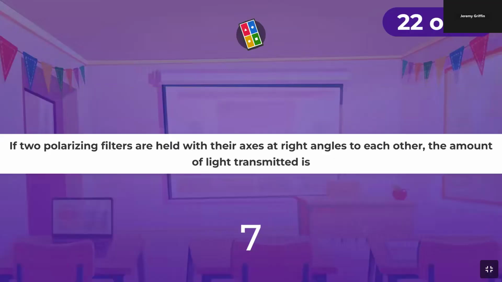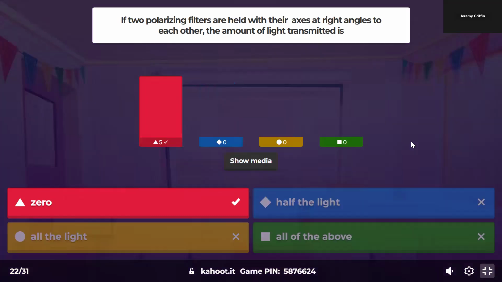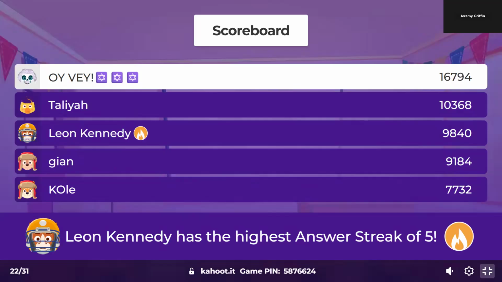Two polarizing filters held at right angles to each other. How much light is transmitted? We're holding those polarizing filters at right angles. Zero light. Okay. So remember, polarizing filters only allow transverse waves to travel in one direction. Since light is a transverse wave, if you hold those polarizing filters perpendicular to each other, no light gets through. If you hold them parallel, then most light gets through. That makes sense.